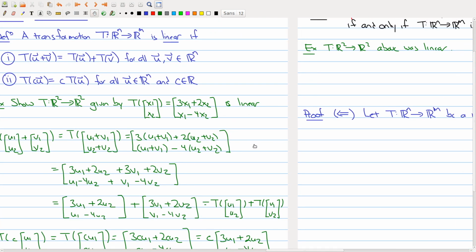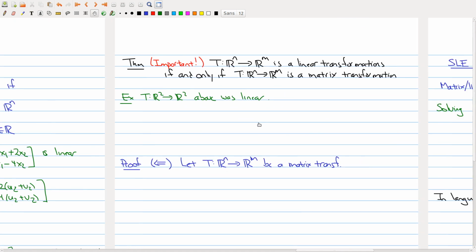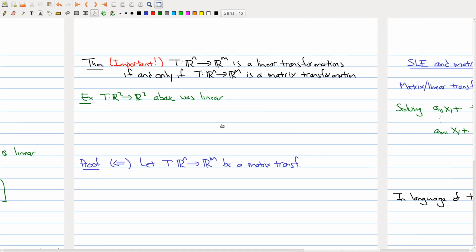Okay. So we've learned about matrix transformations and linear transformations. And this next theorem is very, very important in linear algebra because what it's saying is that transformations that are linear transformations are also matrix transformations, and transformations that are matrix transformations are linear transformations. So even though they have two different names, they're actually the same thing. So if somebody says, oh, here's a matrix transformation, you can say, oh, thank you, this is a linear transformation, or vice versa. Here's a linear transformation, here is a matrix transformation.